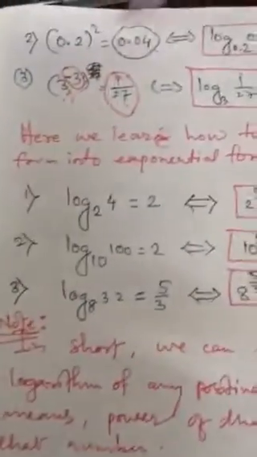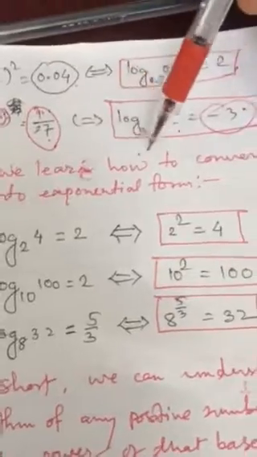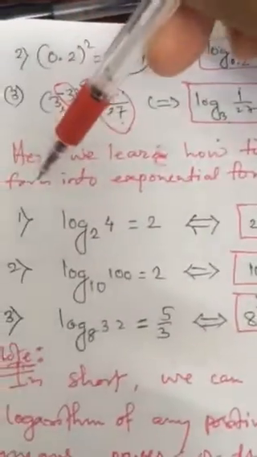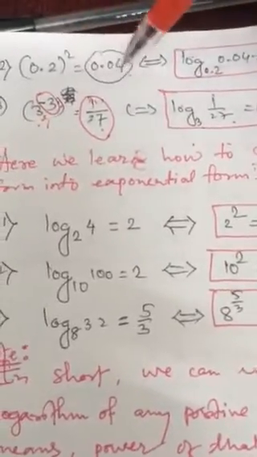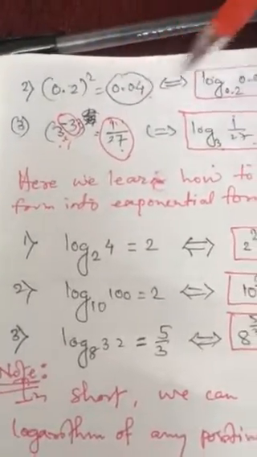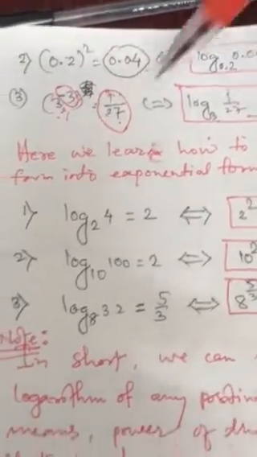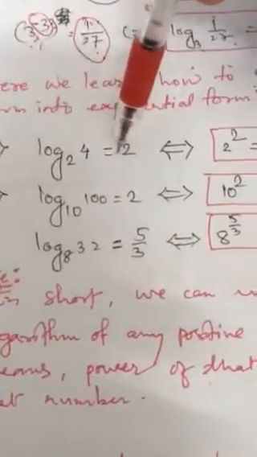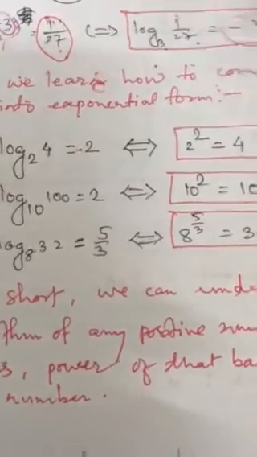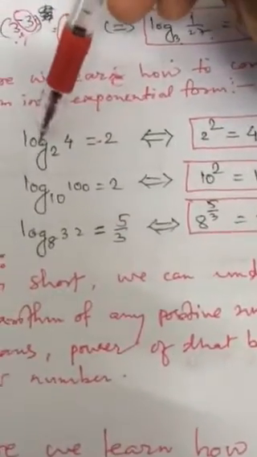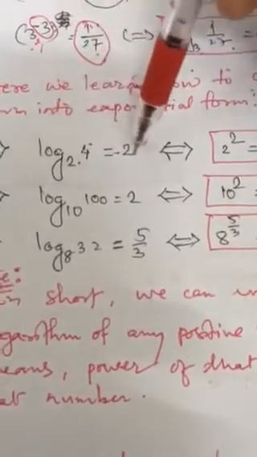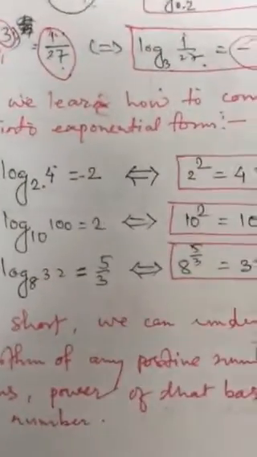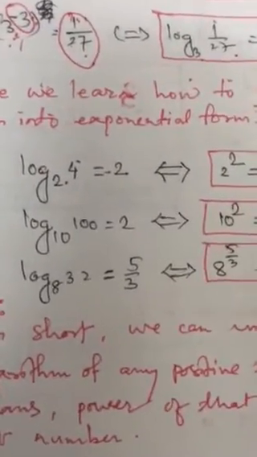So here we learn how to convert logarithmic form into exponential form. In this video I have taught you how exponential form is converted to logarithmic form. So here we learn how logarithmic form is converted into exponential form. Very simple thing. You see here, log of 4 to the base 2 is 2. You always remember this. This can also be written in another way.